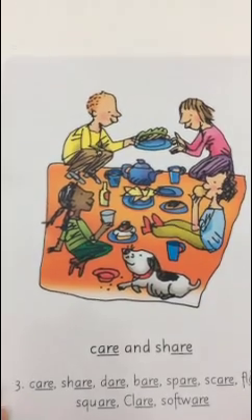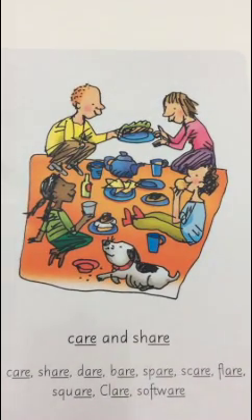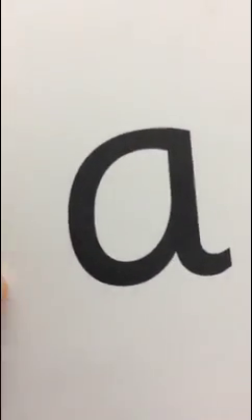Let's try. Care and share. Air. Care and share. Air. Care and share. Now, I'm going to read some words. C, air, care. Sh, air, share. D, air, dare. Sc, air, scare. Well done. To spot the sound air, I'm going to hide it with other sounds. And when you see it, you can say here it is, or you can put your thumbs up. Are you ready? Let's see if I can catch you out.